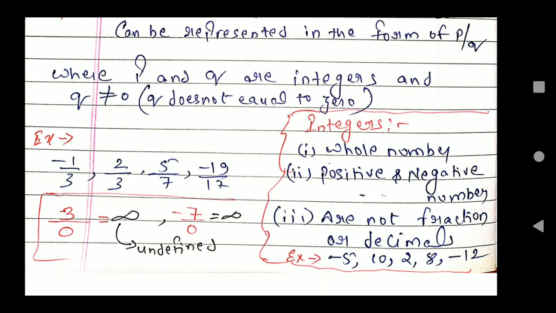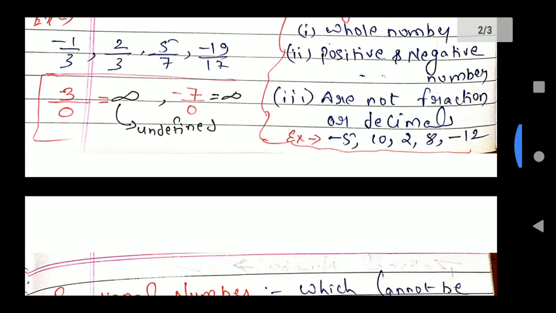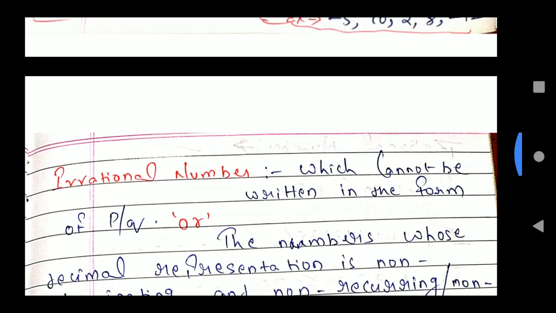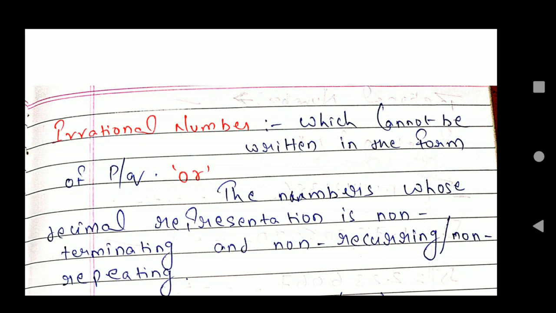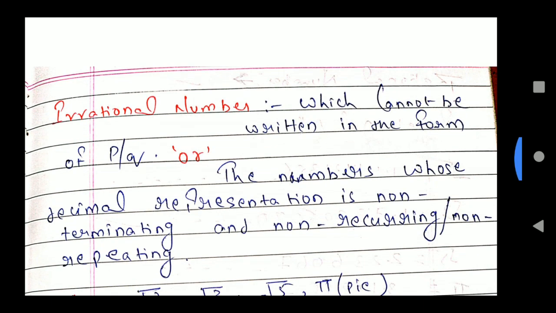Next thing is irrational numbers. What does the definition say? An irrational number is one which cannot be written in the form of p by q. In a rational number we say p by q, but an irrational number cannot be written in the form of p by q. Or there is another definition: a number whose decimal representation is non-terminating and non-recurring, or non-repeating. Non-recurring or non-repeating, both are the same.